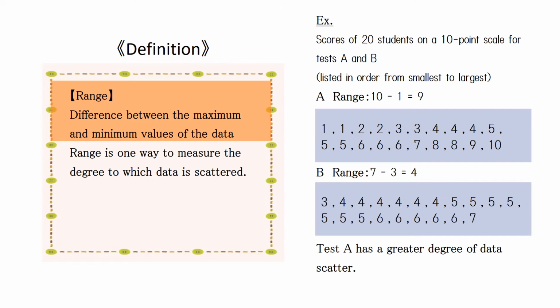The minimum score for test A is 1 and the maximum score is 10. So the range of scores for test A is 10 minus 1, which equals 9. The minimum score for test B is 3 and the maximum score is 7. So the range of scores for test B is 7 minus 3, giving us a range of 4. This indicates that the degree of data scatter is greater in test A.